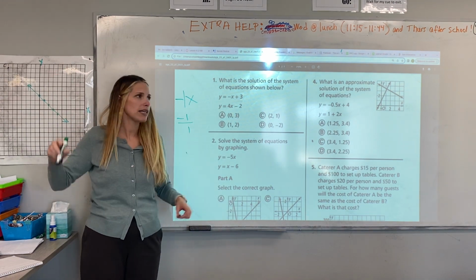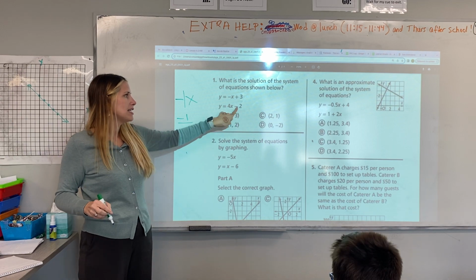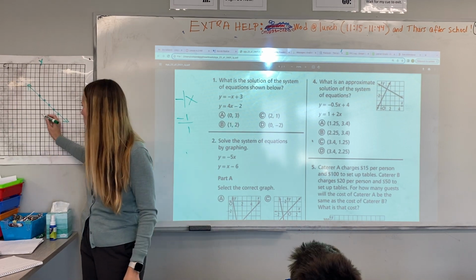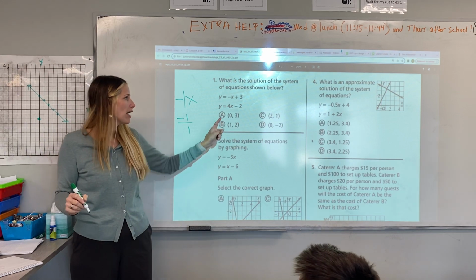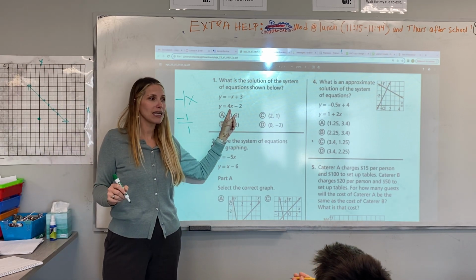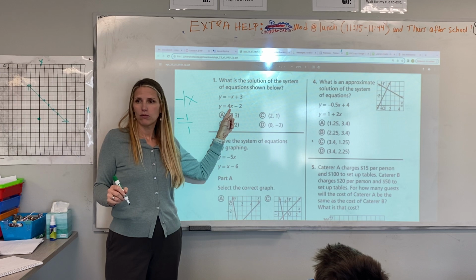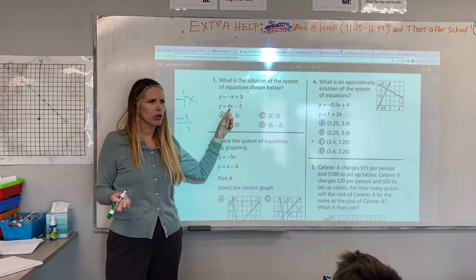That's the first line. Here's the second line. Negative 2 is our y-intercept. Yes, I am going through this quickly. Negative 2 is our y-intercept. And then positive 4 is our slope. So with the 4, what do I do?